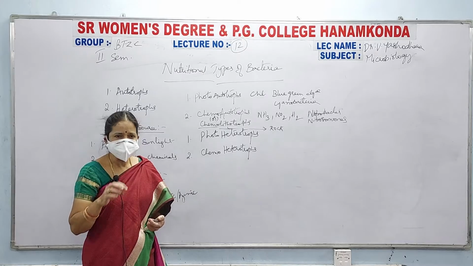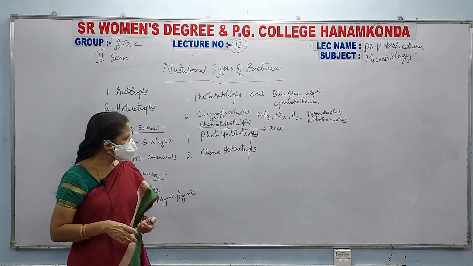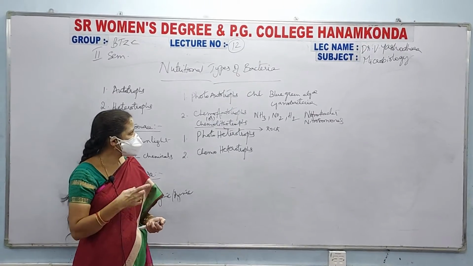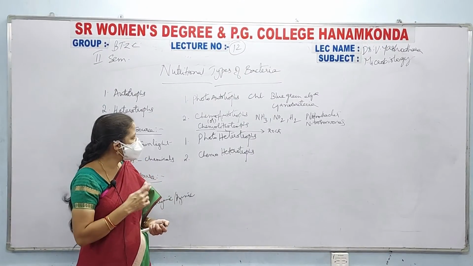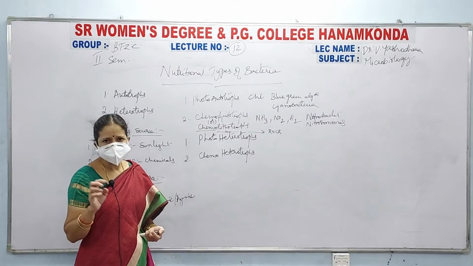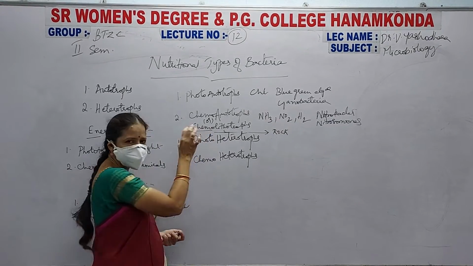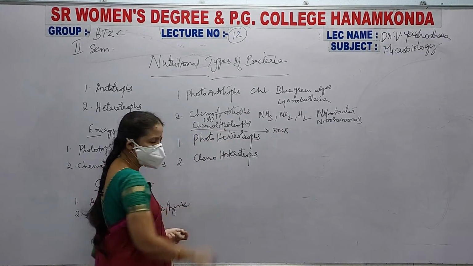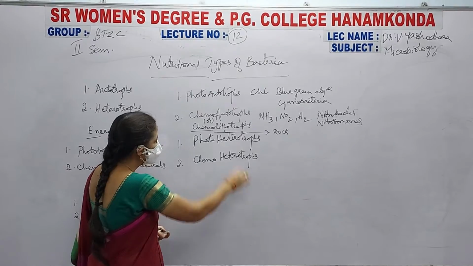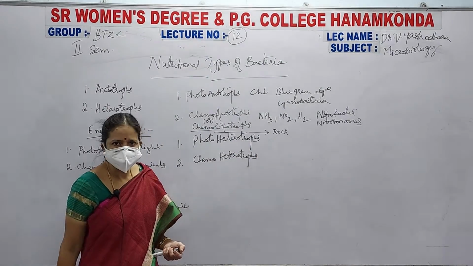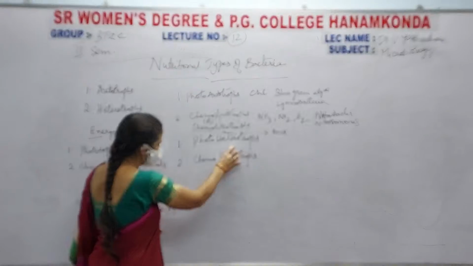So they are known as chemolithotrophs, or they can also be called chemoautotrophs or chemolithotrophs, because they get the chemicals as the energy source from the rocks, that is, minerals from the rocks. So these are called chemolithotrophs. Now coming to the photoheterotrophs.